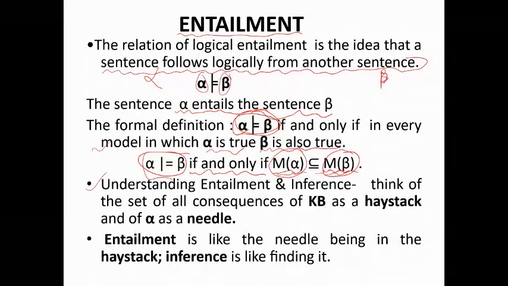Understanding entailment and inference is another point. So think of the set of all consequences of the knowledge base. If we are talking about understanding entailment and inference, we must think about the set of all consequences of the KB, the knowledge base, as a haystack, and alpha as a needle. This is the main thing. It is a symbolic representation: the haystack, and alpha as a needle. You can think like this.